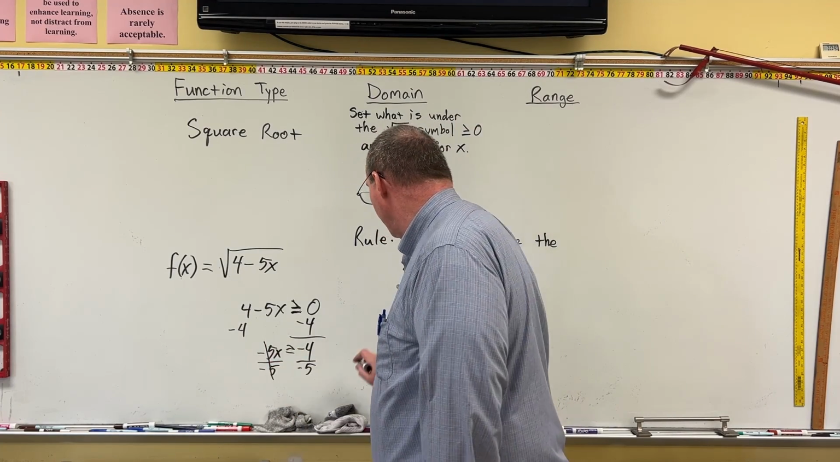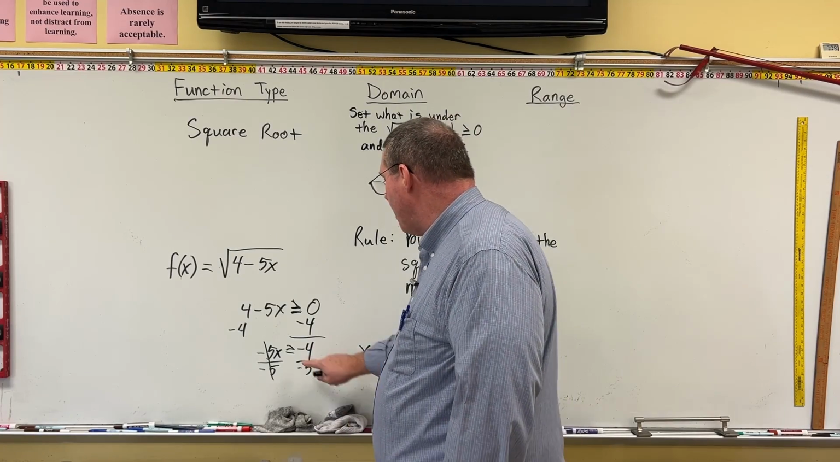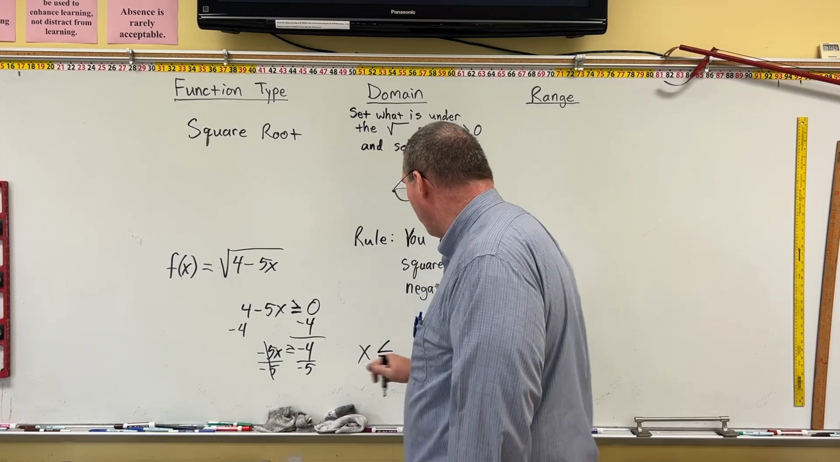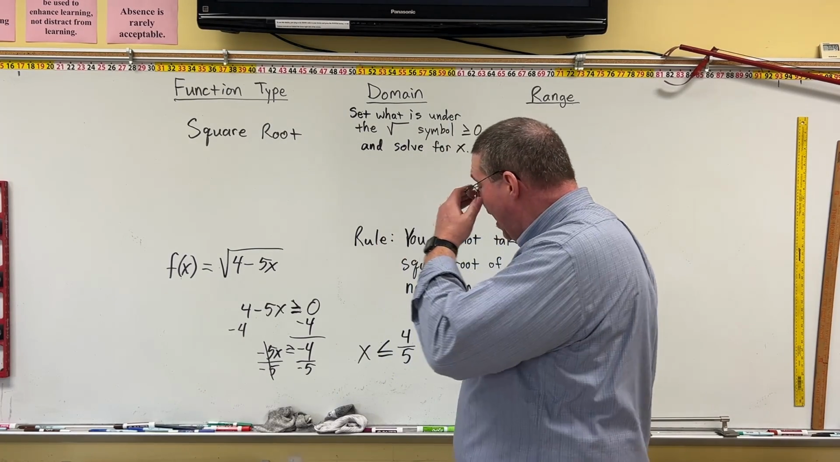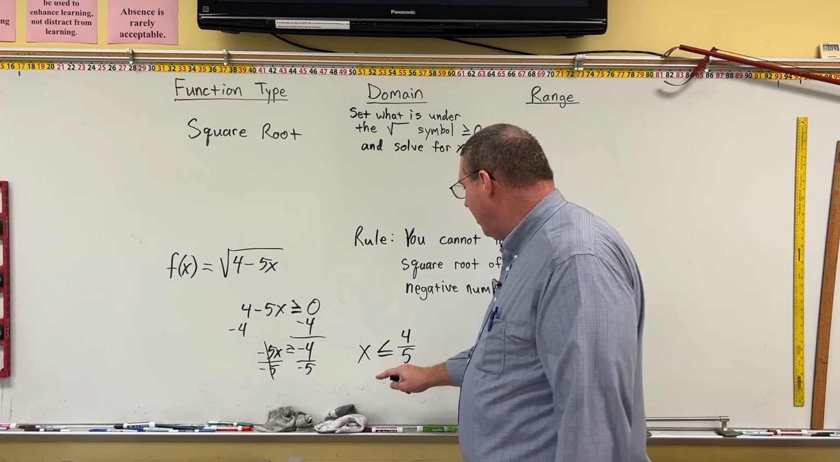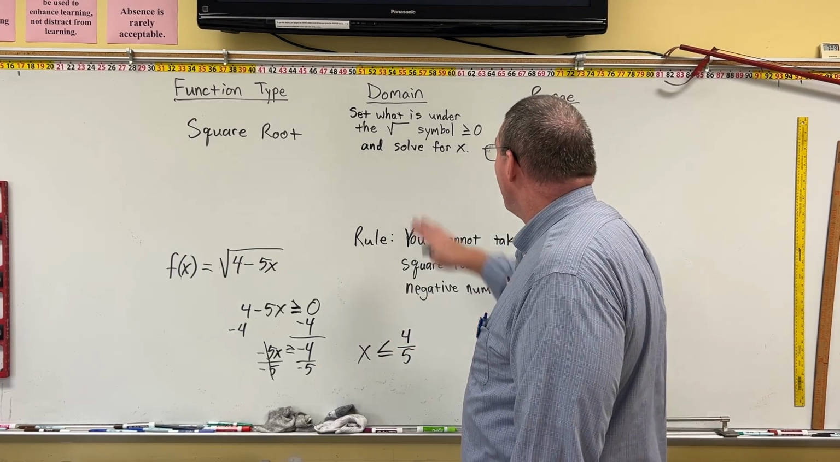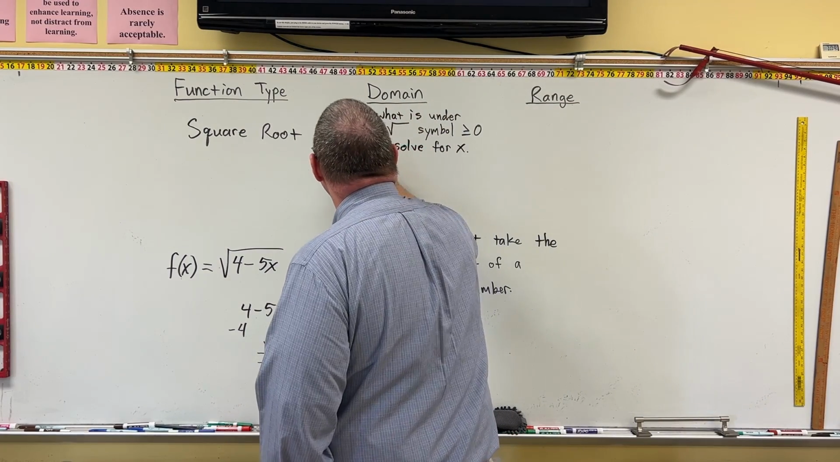We cancel here. We have x, and then we have negative 4 over negative 5. But remember, a negative divided by a negative is a positive. So this is actually 4 over 5. And so we know that x can take on any value that is less than or equal to 4/5.